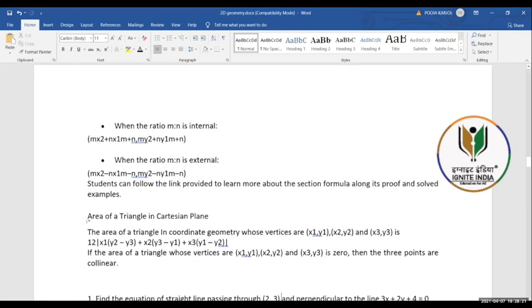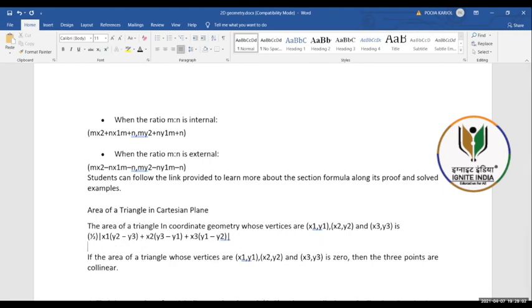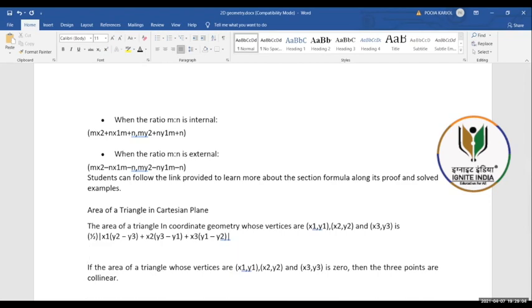Area of a triangle. Okay, now see, the area of a triangle in coordinate geometry whose vertices are given, meaning corners, points are given, x1, y1, x2, y2, and x3, y3. Then the area is half of x1 into y2 minus y3, plus x2 into y3 minus y1, plus x3 into y1 minus y2, in that particular order itself. Now how to remember it? See, y1, y2, y3.